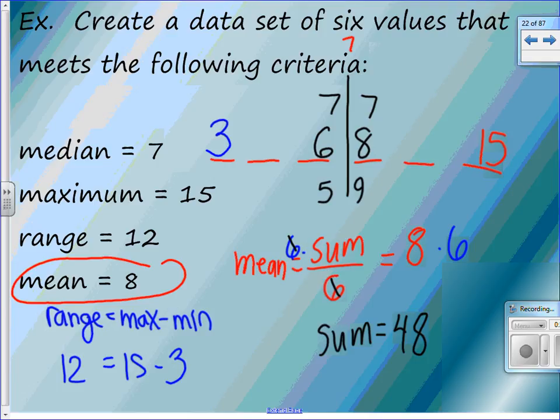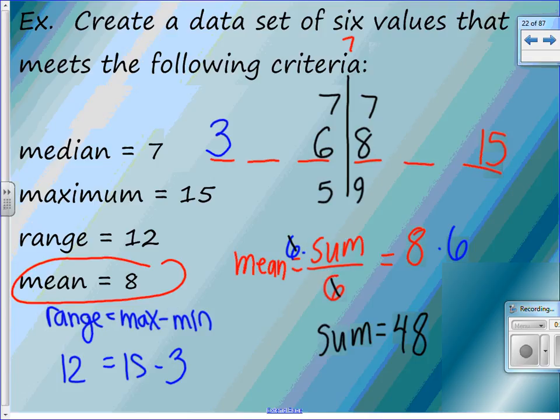DJ? Why did you divide by 6? Because there were 6 numbers. So it says the data set is 6 values. So remember, to find the mean, add all the numbers up, and you divide by the number of numbers there are. So it's the sum divided by however many numbers there are. So that's that 6.